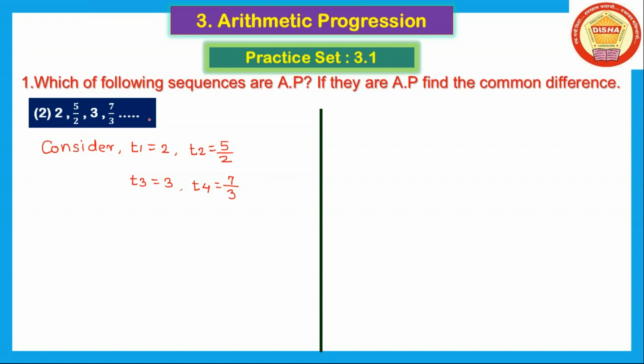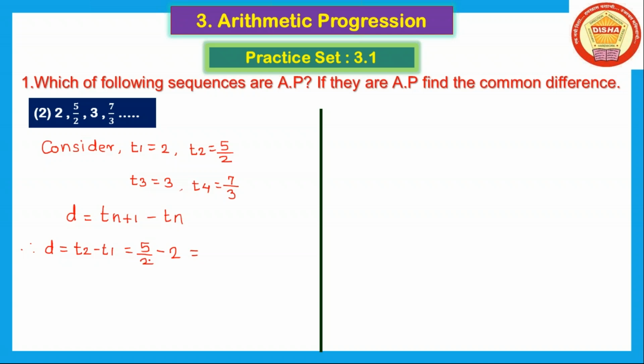Means in this question, first we state which is T1, T2, T3, T4. Why are we taking this? Because we have to find the difference. Then we use the formula for difference, that is D is equal to Tn plus 1 minus Tn. Then we find D for the first one, that is T2 minus T1. T2, the second term, is 5 upon 2 minus T1 which is 2.